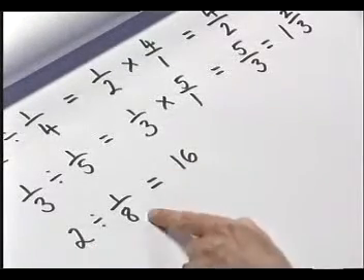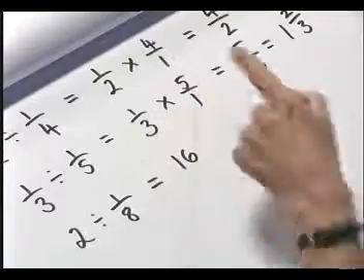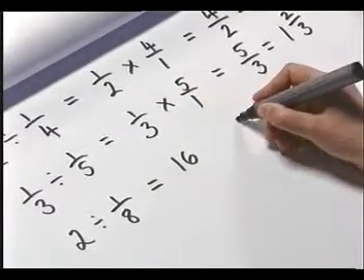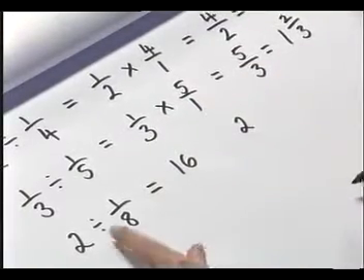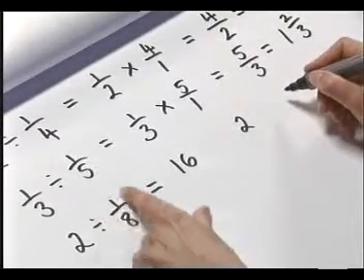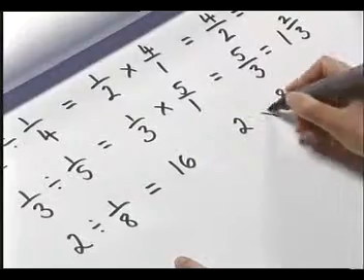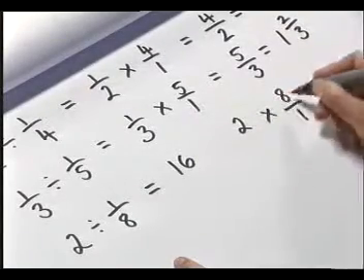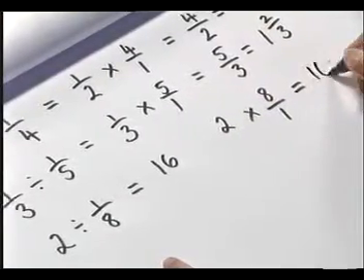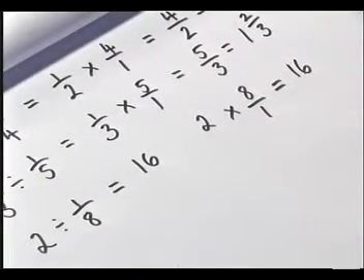Well, let's see what that looks like if we use our rule. So we take our 2. The divisor is our eighth, so we turn it upside down and we multiply. And yeah, we've got 2 times 8 is 16, divided by 1, and we get our 16.